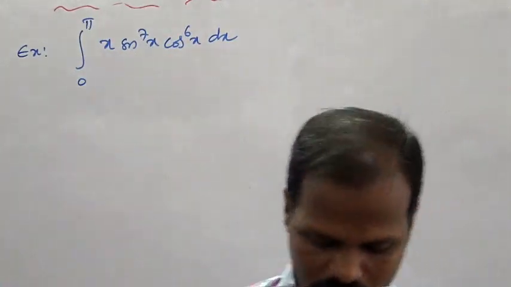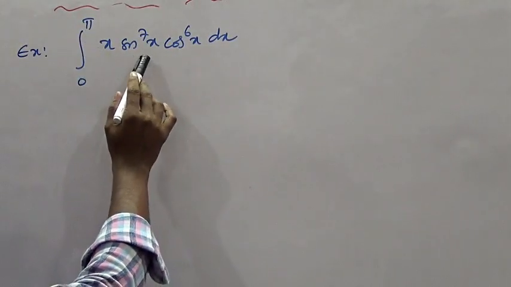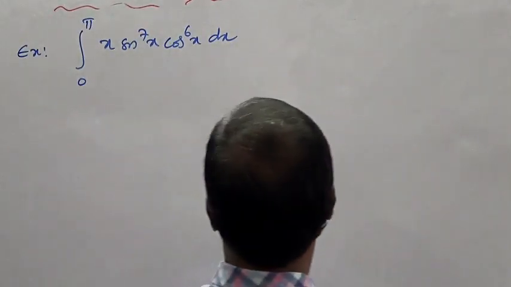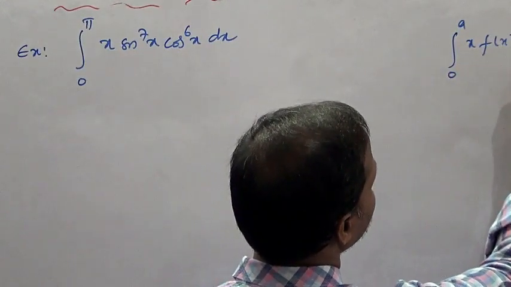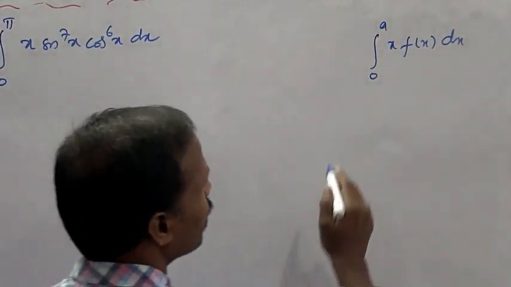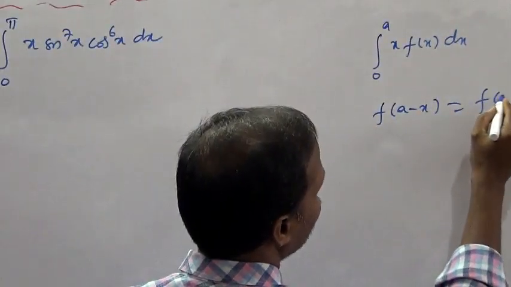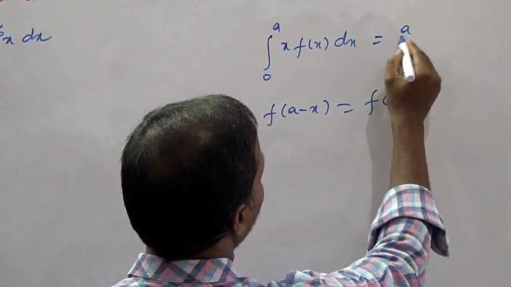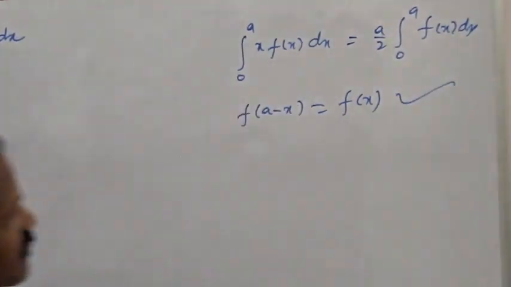Now one more problem. Find the value of integral 0 to pi x sin power 7x cos power 6x dx. Now this is of the form integral 0 to a x f of x dx. In the 11th property we discussed that if f of a minus x equals f of x, then this becomes a by 2 integral 0 to a f of x dx, if this property is satisfied only.